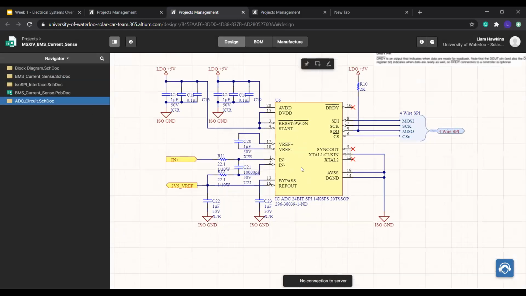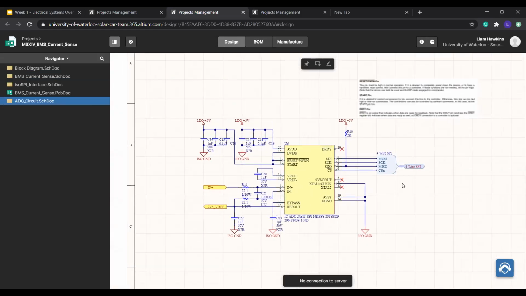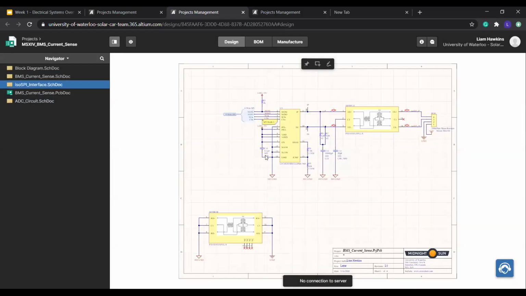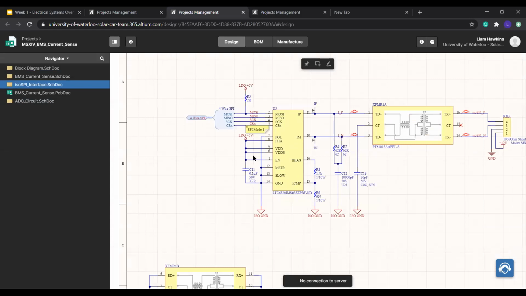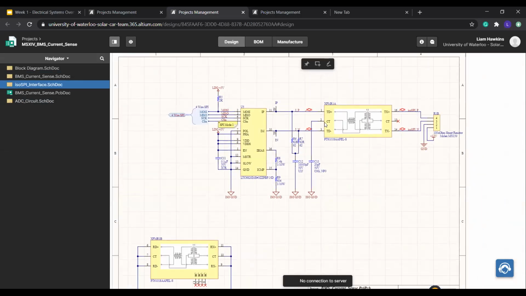So then there's an ADC that actually converts the analog voltage measurement to a digital signal that can be communicated back to the BMS carrier through ISO-SPI. And it actually outputs SPI instead. So there's another IC that converts from SPI to ISO-SPI. And again, this is just the exact same setup that's on the BMS carrier. So same termination, same transformer.